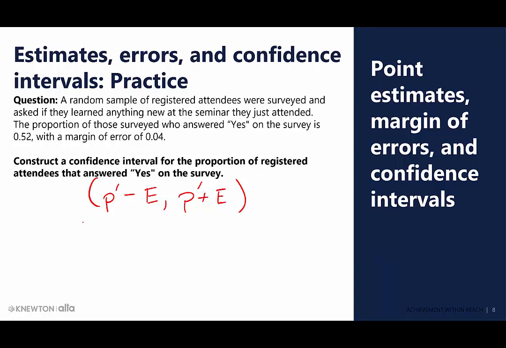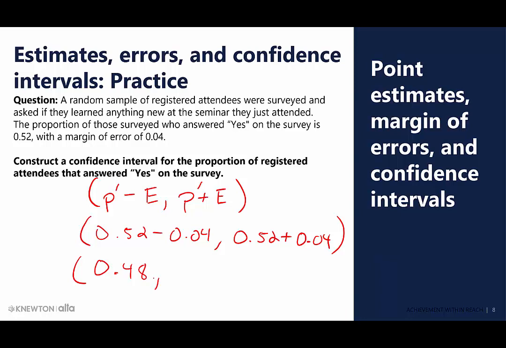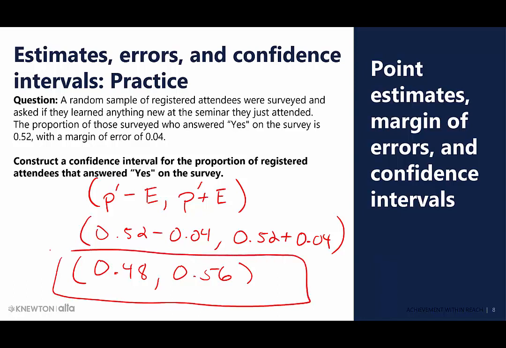All right. So now we just take the information that they gave us. The sample proportion, or P prime, was 0.52. We subtract away our margin of error of 0.04. And then the upper bound was 0.52 plus the margin of error. And doing the math, we get a confidence interval of 0.48 being the lower bound, the upper bound being 0.56.